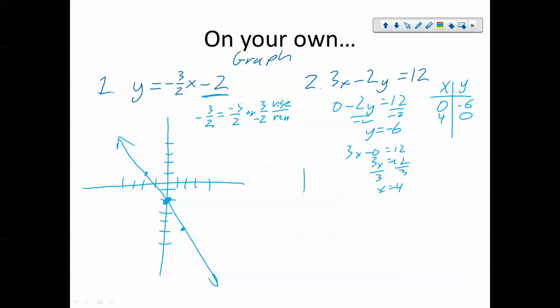So I have 2 points. One of those points is at (4, 0). And one of those points is at (0, -6). And I can connect the dots to make my line.